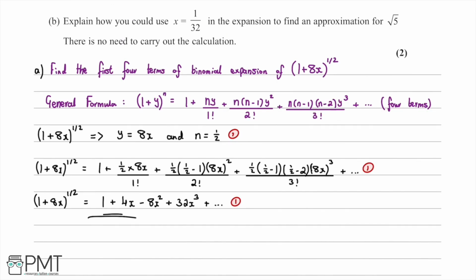Then taking a look at part B of this question, we're asked to explain how you could use x equal to 1 over 32 in the expansion to find an approximation for the square root of 5. And we're told there is no need to carry out the calculation. So the first step, what we're going to do, if we're not going to do the calculation, but we're just going to write out what we would do. So if we substitute in x equals 1 over 32 into 1 plus 8x to the power of a half, this is going to give us root 5 over 2. So I'll just note that down.